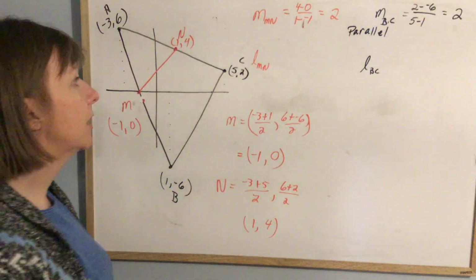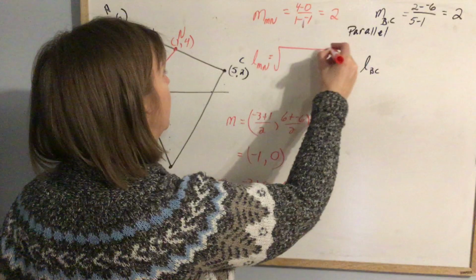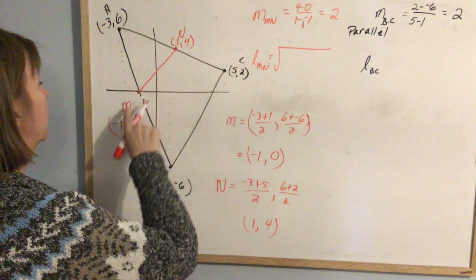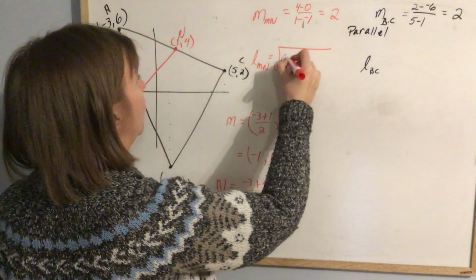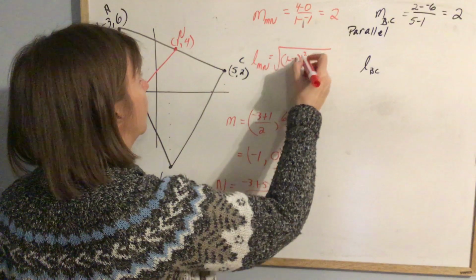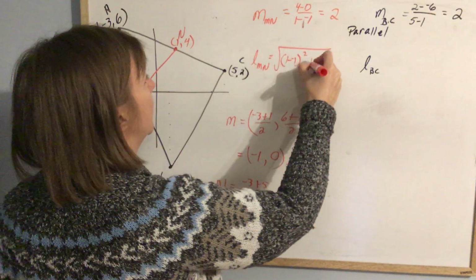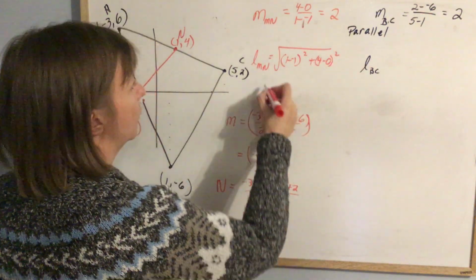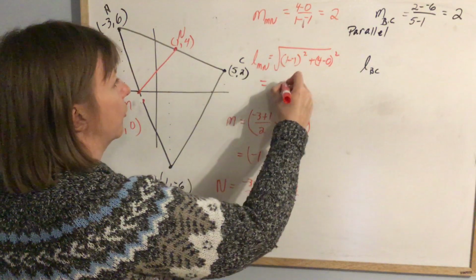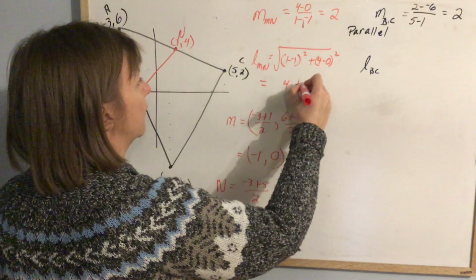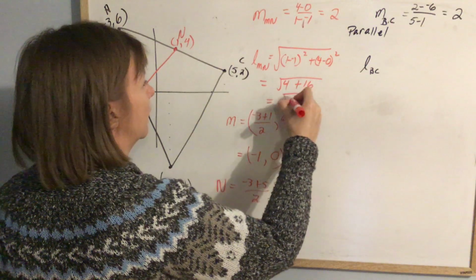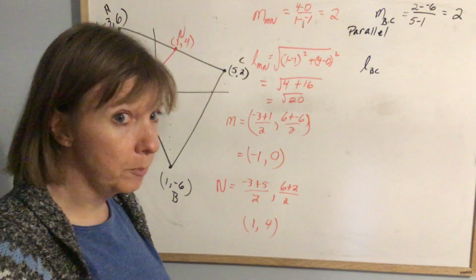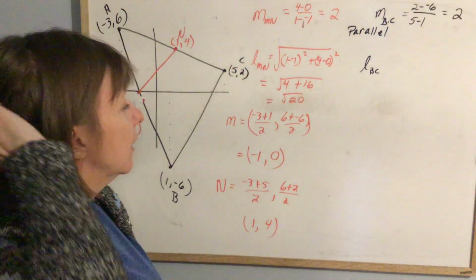So the formula is the square root of x2 minus x1 squared, so let's say that's 1 minus negative 1 squared. You can even just take it from here if you want. Plus y2 minus y1, so plus 4 minus 0 squared. So that's 2 squared, which is 4, and that's 4 squared, which is 16. And so that is the square root of 20. Again, you don't even need to solve it. You don't need to simplify it. You just leave it as root 20 because you're just hoping that the other side will be half that length.